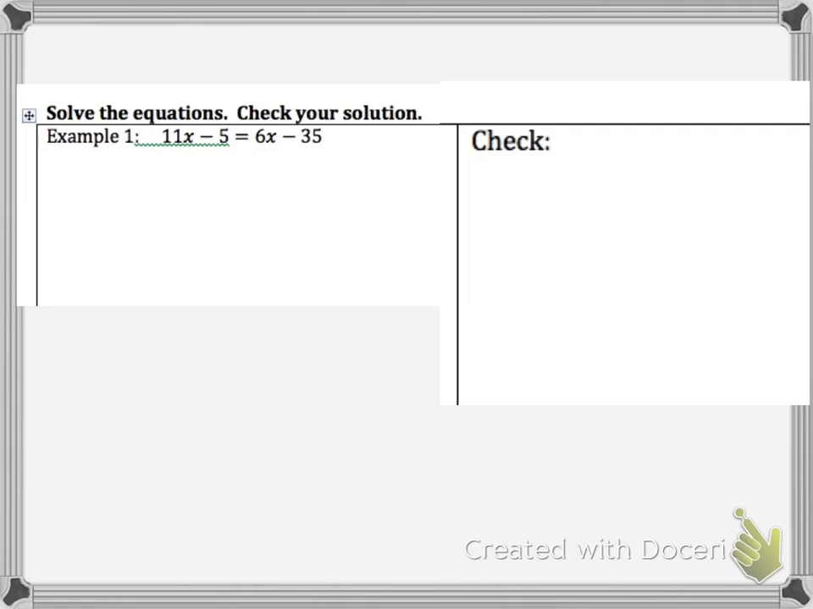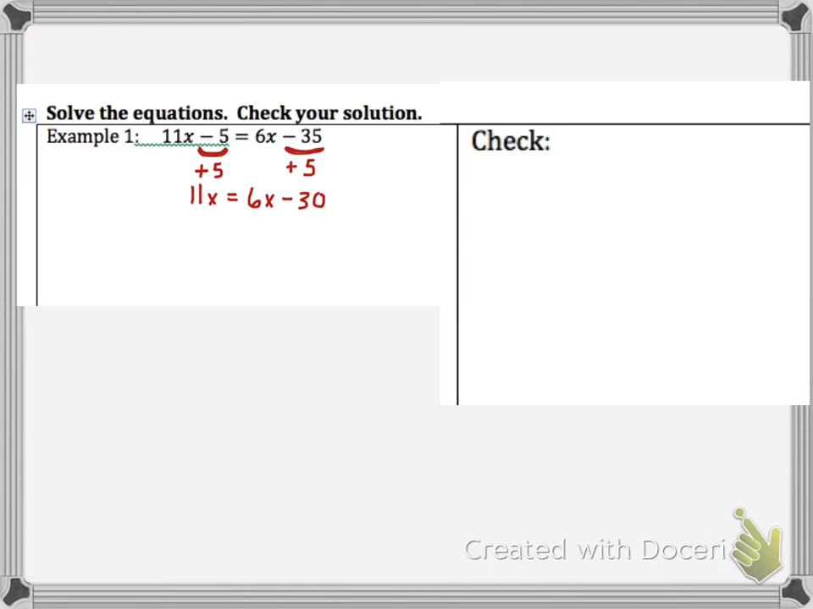I like my x's on the left, it's just a preference, so I'm going to get rid of my constant term. My constants are the negative 5 and minus 35. So to get those to one side, I'm going to add 5 to both sides. That would leave me with 11x on the left and 6x minus 30, or plus negative 30, on the right.